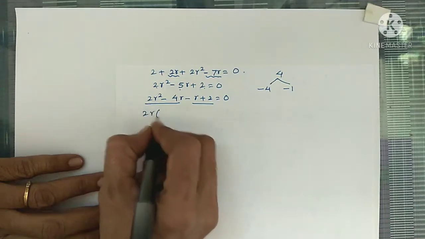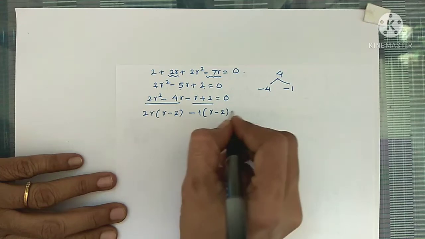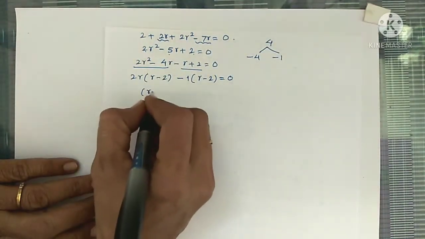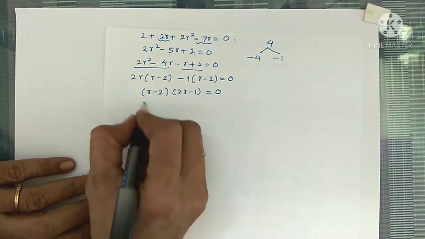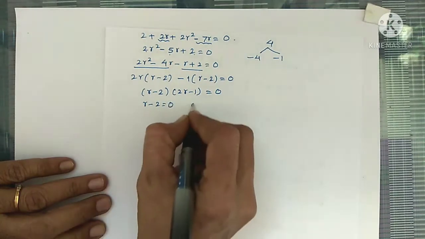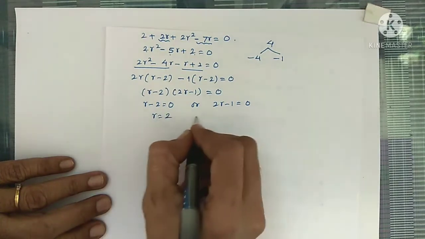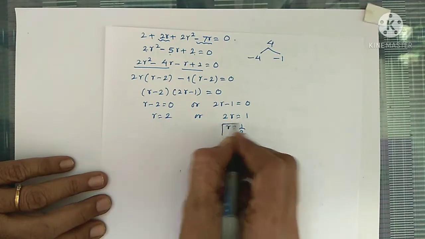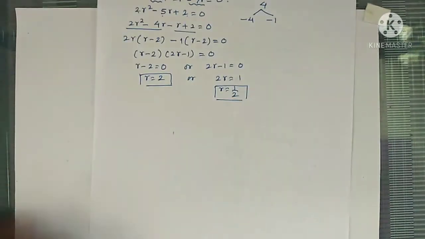Take 2r common from the first two terms, so it is r minus 2. Take minus 1 common from the last two terms, so again we have r minus 2. So this is r minus 2, 2r minus 1 equal to 0. So r minus 2 equal to 0, or 2r minus 1 equal to 0. R equal to 2 or 1 by 2. So we have the value of a as 6 and the value of r is either 2 or 1 by 2.